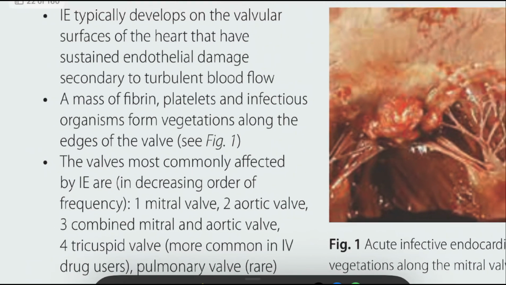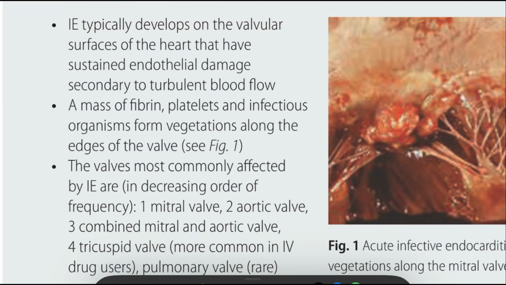In pathophysiology, how infective endocarditis affects the heart, we have to understand some things. First of all, the valve will become injured. The valve surface of the heart will get endothelial damage, secondary to turbulent blood flow, because of backflow of the blood like regurgitation. We can see this type of valve injury, valve problem.